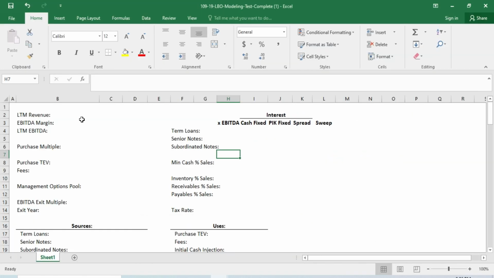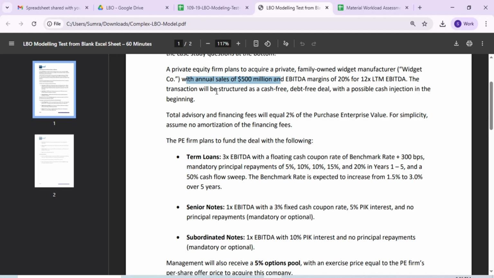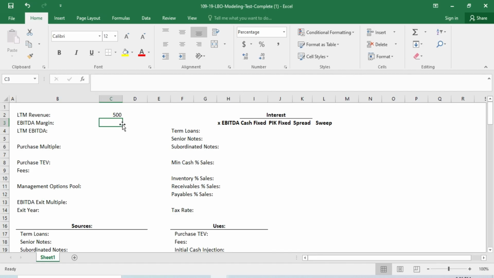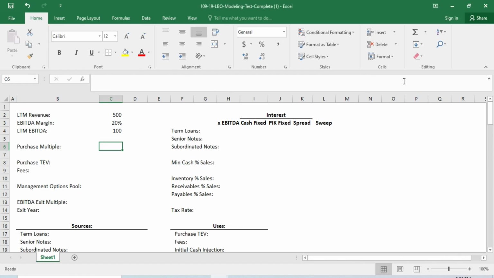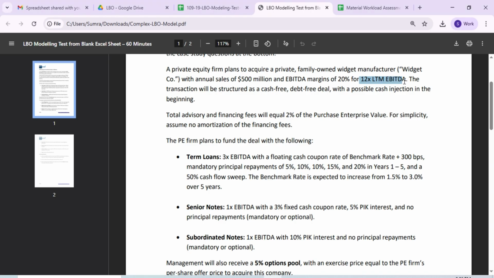So I have this template ready. I'll just put in the information. 500 million sales, EBITDA margin 20%. So LTM EBITDA will be 20% of 500 million, that is 100. Then 12x LTM EBITDA means 12x is the target value. So the EBITDA multiple, the purchase multiple, is 12x. The purchase EV will be 1200.